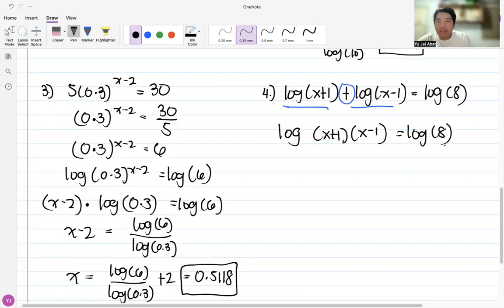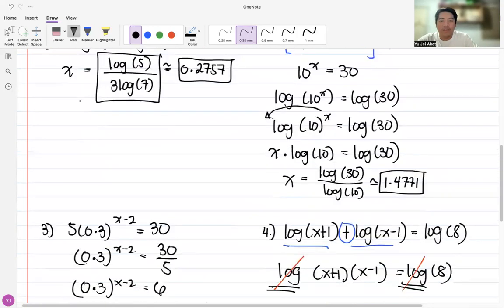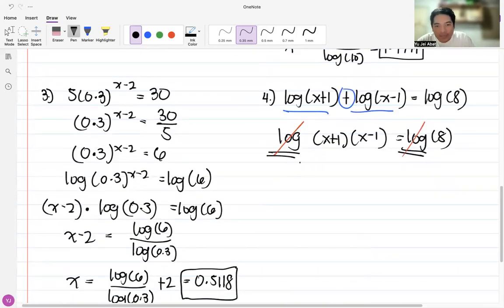Okay, so after that, what can we observe from this? We have log here equals the same log with the same base 10. So therefore, we can have it cancelled out. It's as if it's been cancelled because of the property we have discussed here at property number 4. So we have now x plus 1 times x minus 1 equals 8. So if I'm going to FOIL this, that would be x squared minus 1 equals 8.